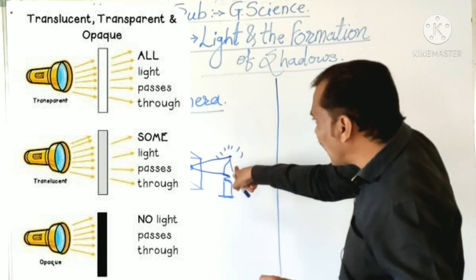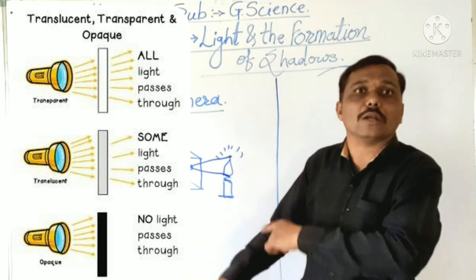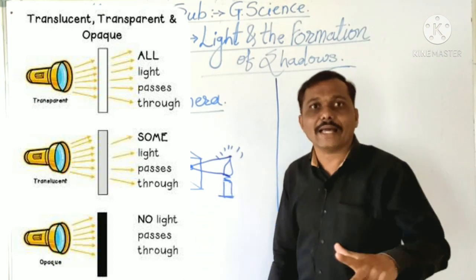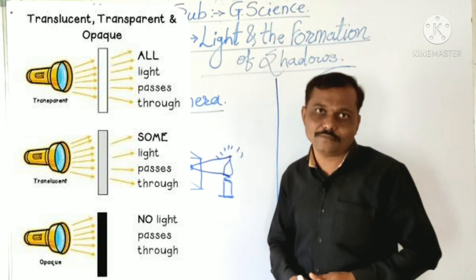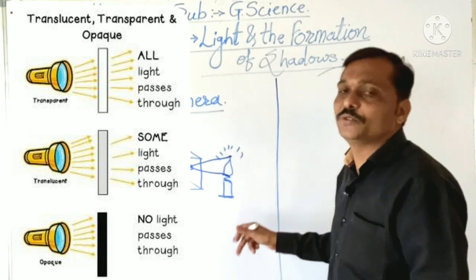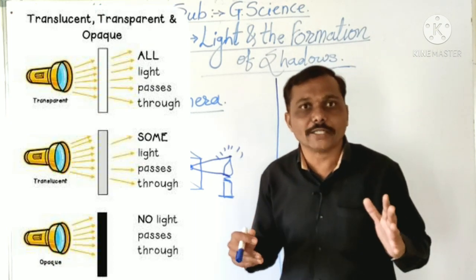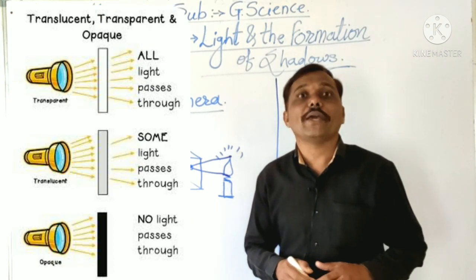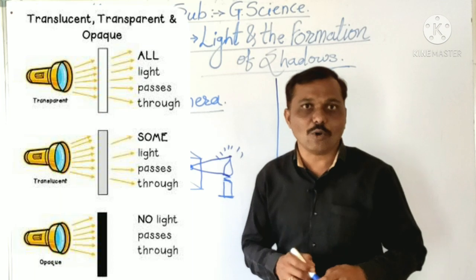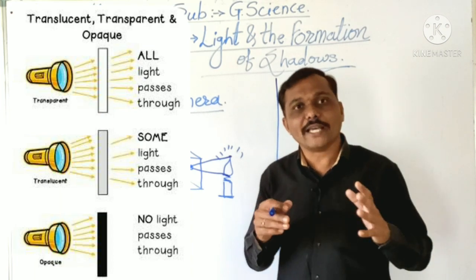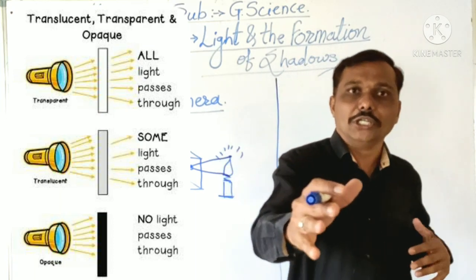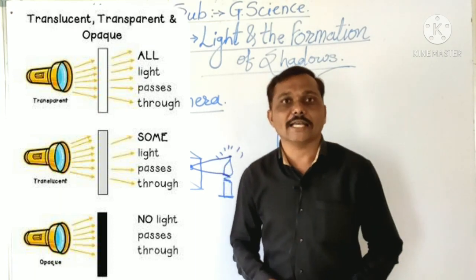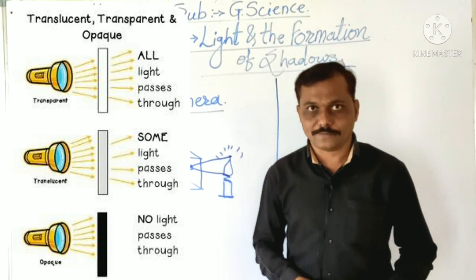Because the light can't pass through the wall, and that's why we can't see the things behind the wall. Such a type of object is called an opaque object. So what is meant by an opaque object? An object that doesn't allow light to pass through it. Such an object is called an opaque object.